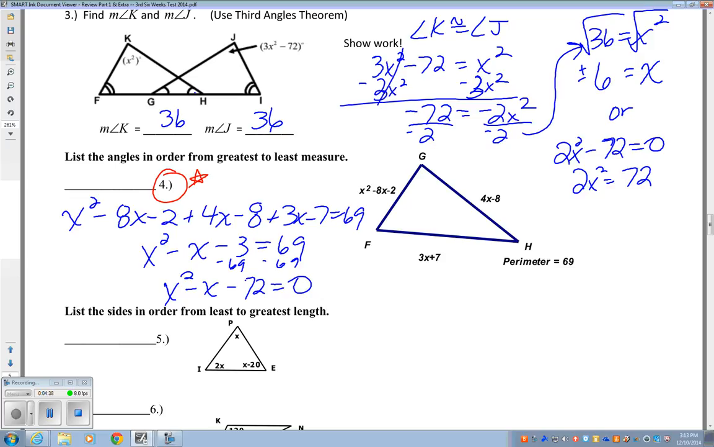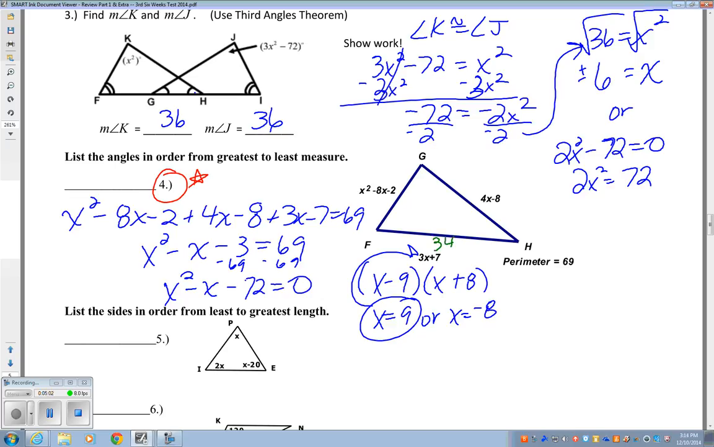And then factor. Did y'all factor? Yeah, okay, so hopefully you got your factors to be x minus 9 and x plus 8. So x equals 9, x equals negative 8. We should be using this one to plug in because we can't have a negative length. All right, so FH, that side was 34, GH, this was 28, and GF was 7. So in order from greatest to least, the biggest side is 34, so that means the biggest angle was angle G. So it went G, then angle F, then angle H.